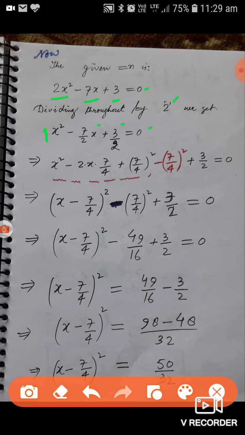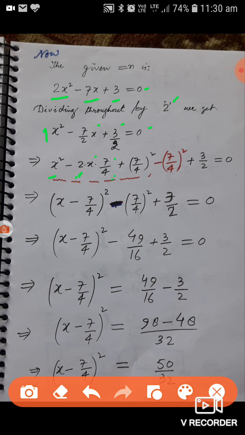Now we have to complete the (a − b)² identity this way: x² − 2 into a into b. Here we multiplied by 2 and divided by 2, so that the term is no longer altered. We multiply by 2 and divide by 2, so we get 7/2, 2 twos are 4, so we are left with the same 7/2 again. Now we have (7/4)².